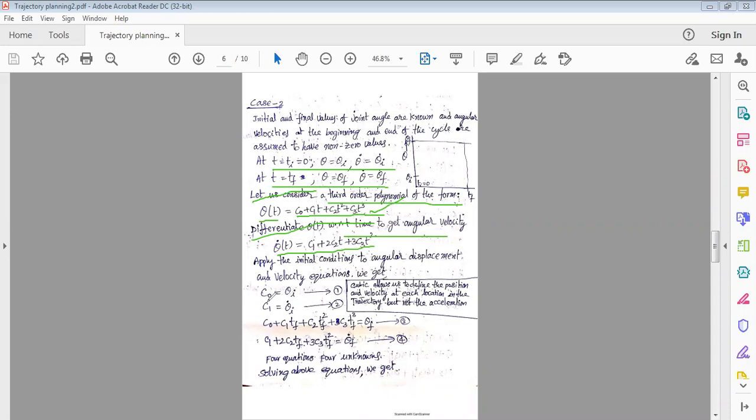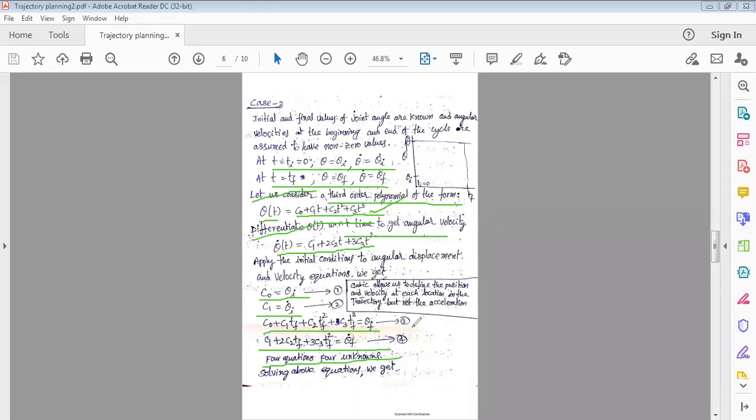So we get c naught is equal to theta I, c1 is equal to theta I dot. In case 1, c1 was 0, but here it has some value. And the third equation is this one, the fourth equation is this one. So from these four equations we can solve the four unknowns c naught, c1, c2 and c3.